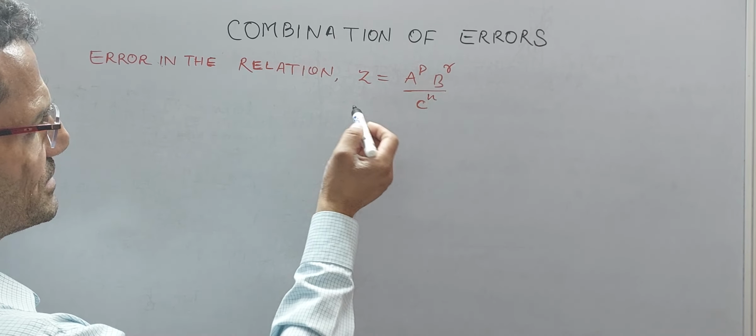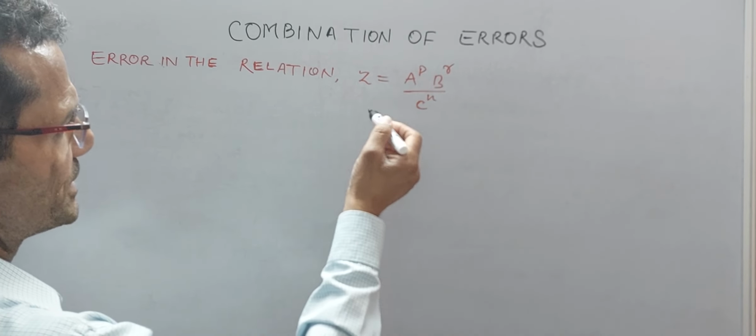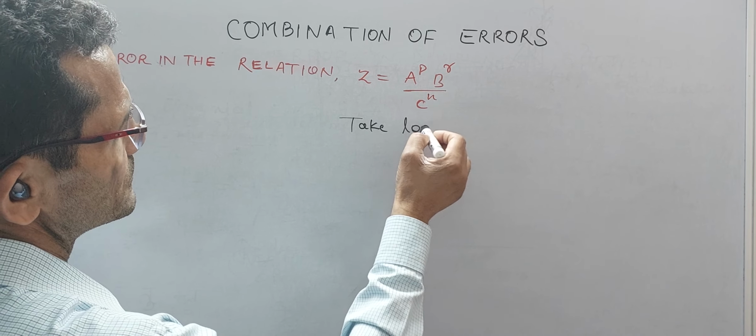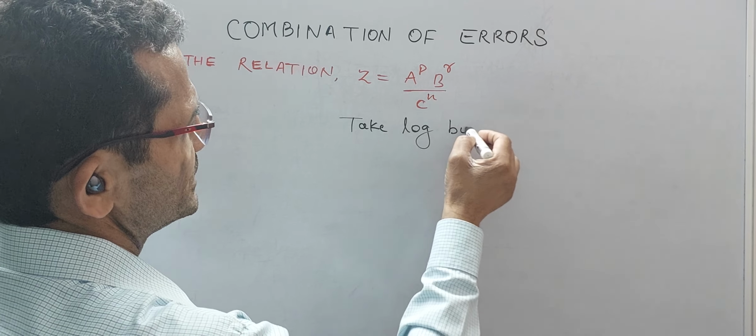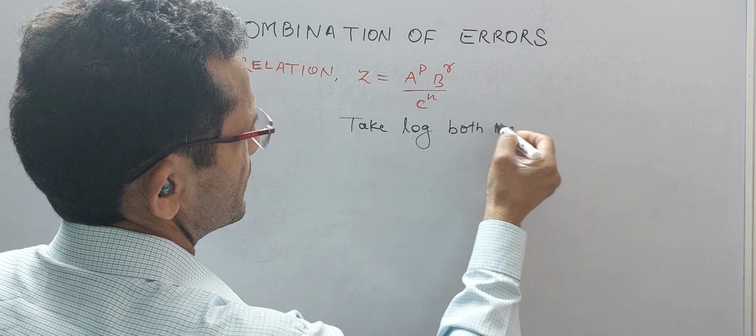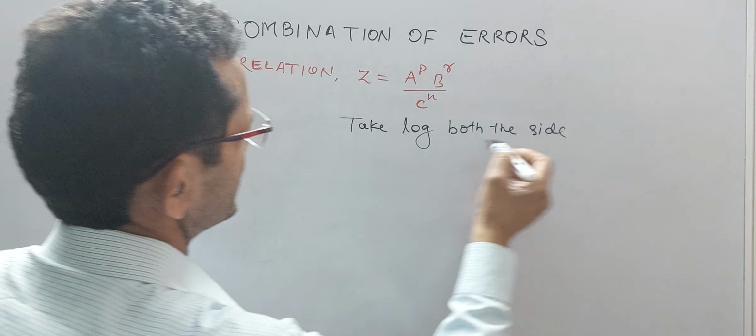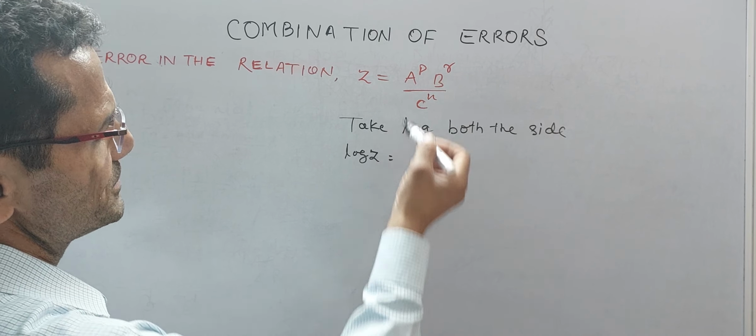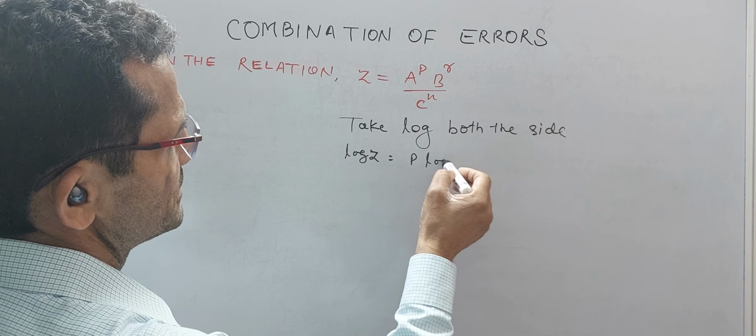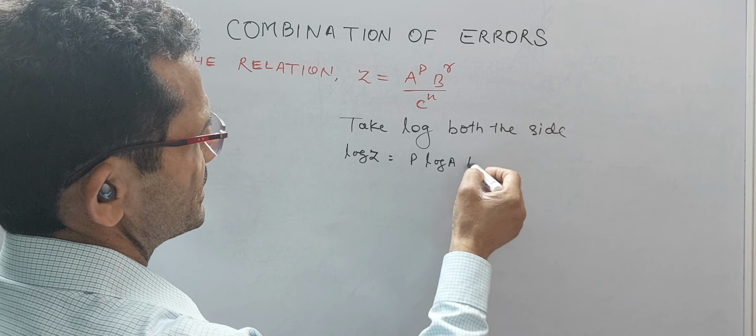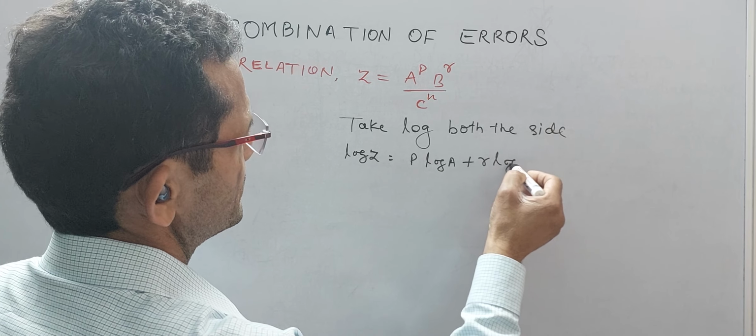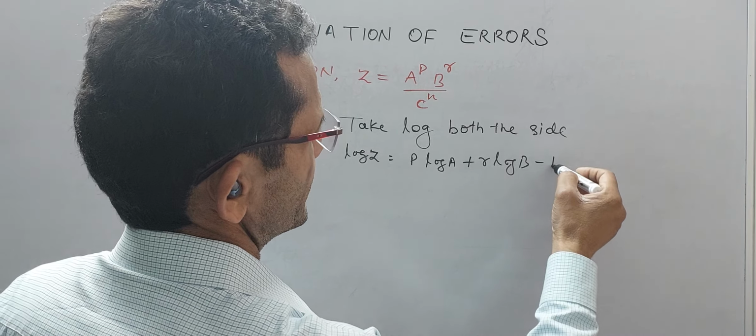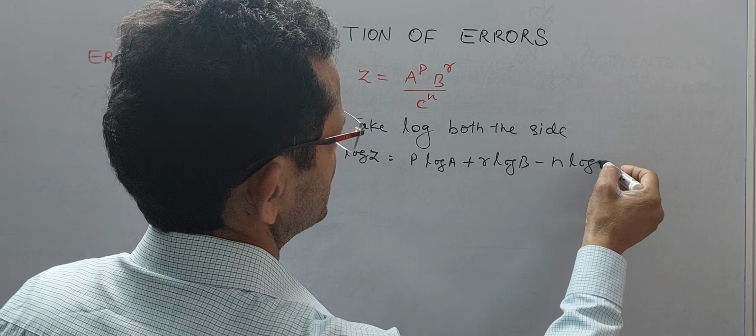Now taking the logarithm on both sides, it will be log of z is equal to p times log of a plus r times log of b minus n times log of c.